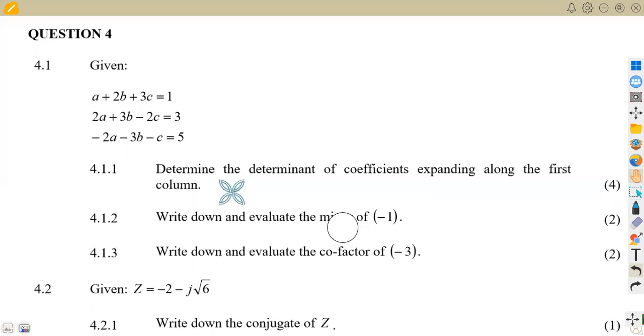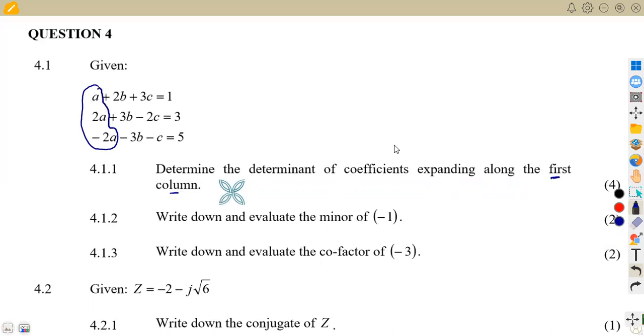You're given simultaneous equations, then on 4.1.1 you determine the determinant of coefficients, expanding along the first column. So you're told to expand along the first column, which is the most important part in this case. Take note, guys, these lines like this are columns, and these are rows. If we are to expand from the first column, we are referring to these numbers here. So that's your first column.